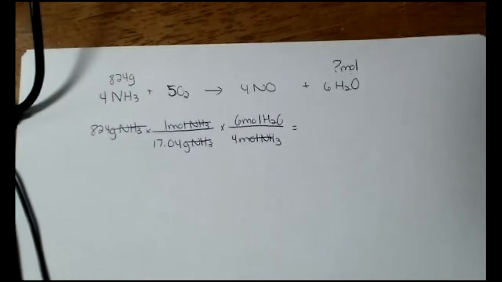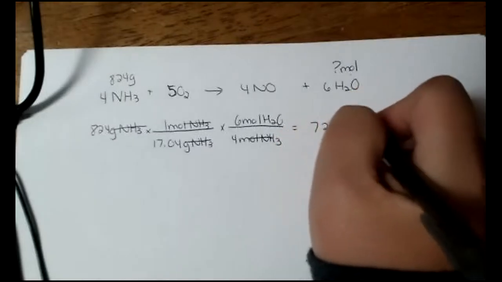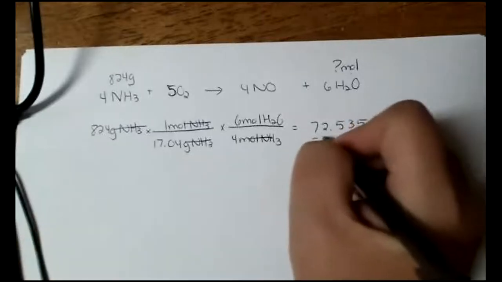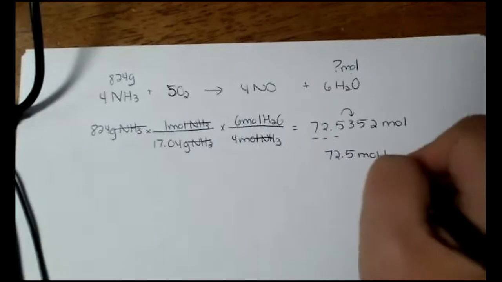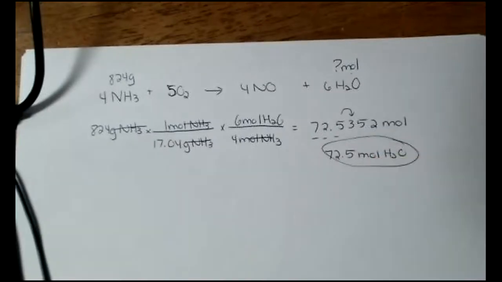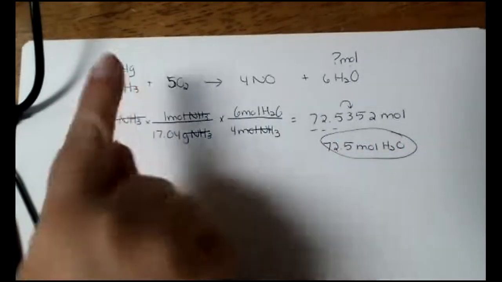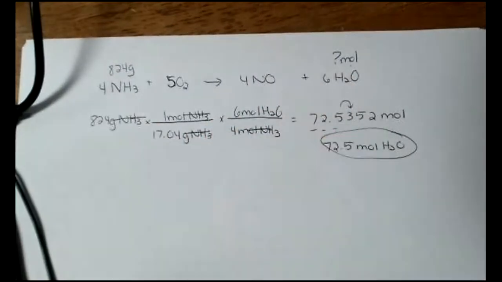So now I just run it through my calculator. 824 times 6 equals, divided by 17.04 equals, divided by 4 equals, and I get 72.5352 moles. And I have 3 sig figs, 1, 2, 3. So 72.5 moles of water is my answer. Okay, so as you can see, it's not difficult to work these problems. You just have to know where you're starting and where you're going to, and then just follow the steps to get you to that point.